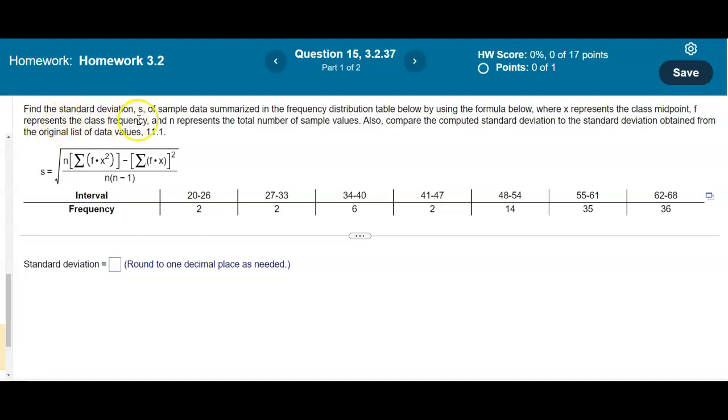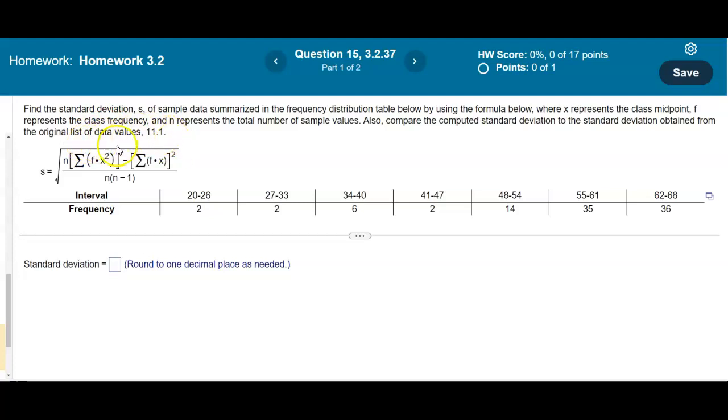Find the standard deviation, S, of sample data summarized in the frequency distribution below by using the formula below, where X represents the class midpoint, F represents the class frequency, and N represents the total number of sample values. Also compare the computed standard deviation to the standard deviation obtained from the original list of data values.